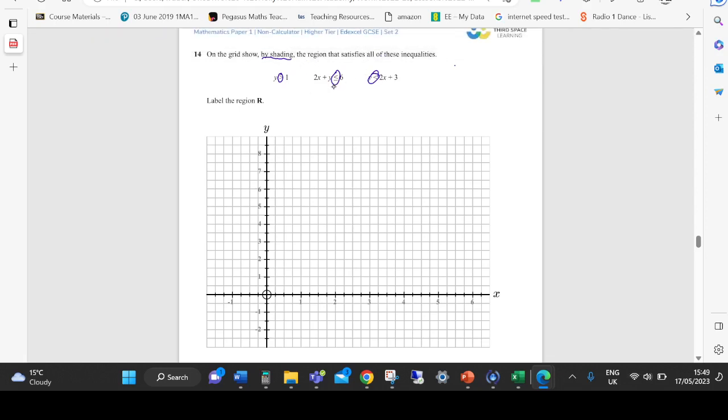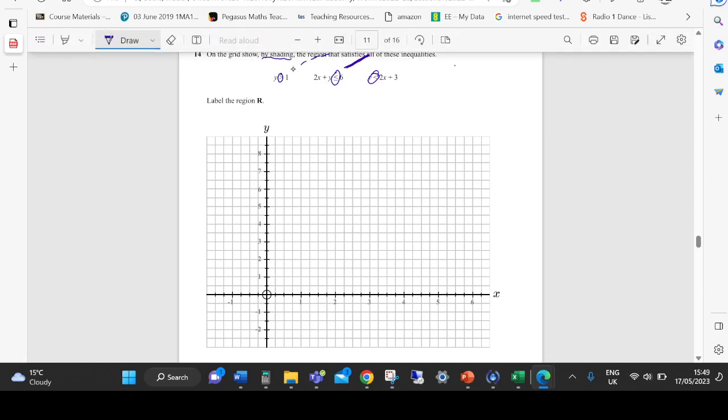Less than or equal to is like a solid line. It can be, so that would be full. Less than, or greater than, means we have a dash. That's the reason why. So, second time I was right, not the first time or the third time.